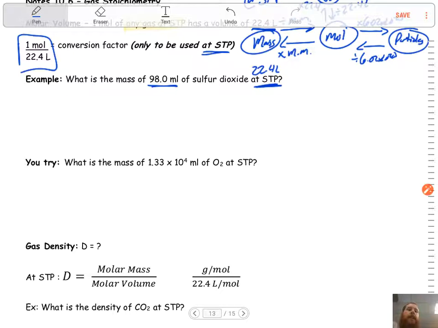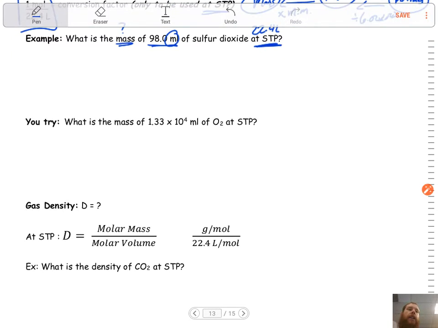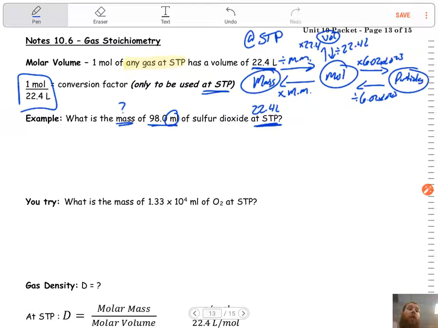We have 98 milliliters. Now, the key that you've got to remember is to look at your units. This is milliliters. We can't have one unit of one thing and then another unit of another thing, so we've got to make sure that they are the same. And then also sulfur dioxide, we need mass is what we're looking for. So we've got to know what the formula is for sulfur dioxide. This is why naming is so important. Sulfur dioxide is SO2, so there we go.